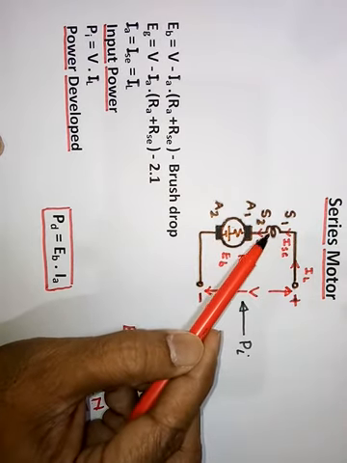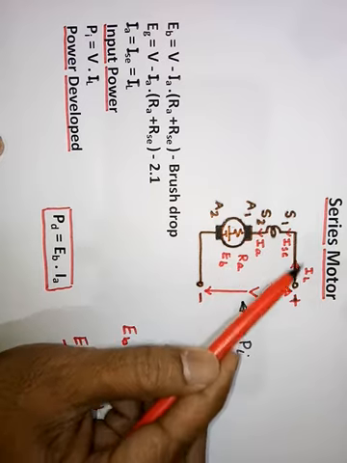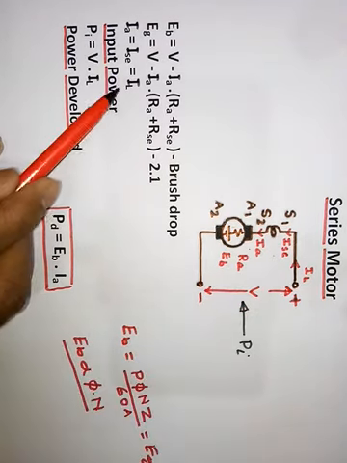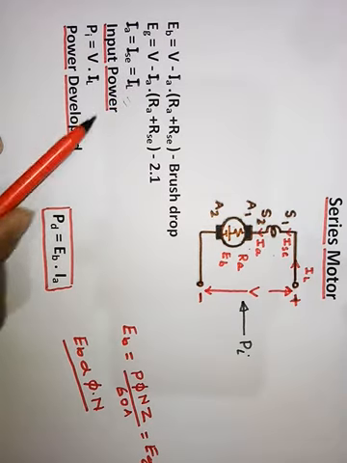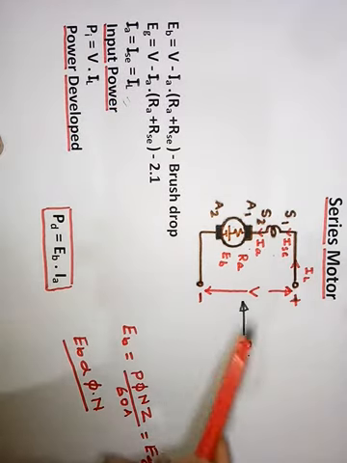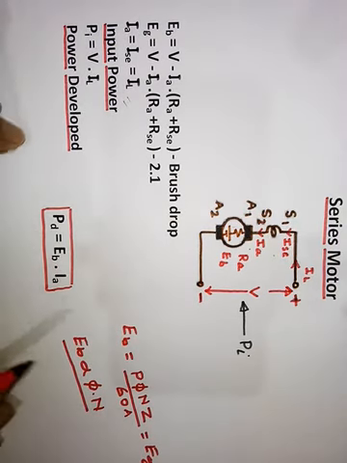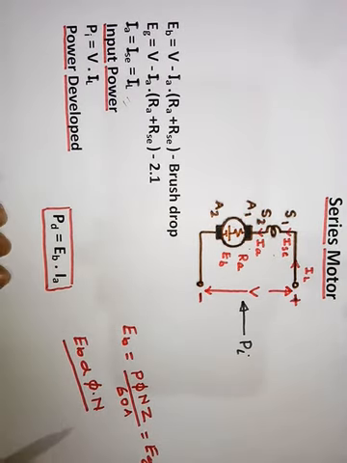ISC is the current entering the field winding. But all are connected in series. तो IA और ISC और IL की वैल्यू सेम होगी. ठीक है? But the input power is V into IL. And the power developed, PD equal to EB into IA.